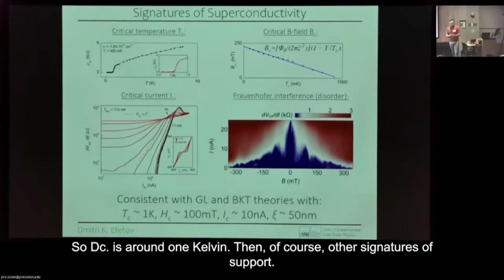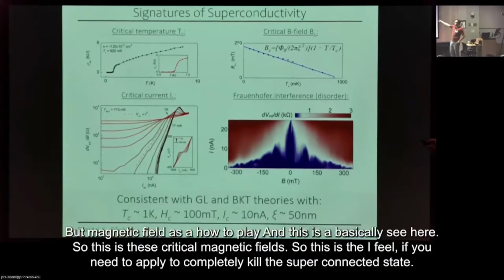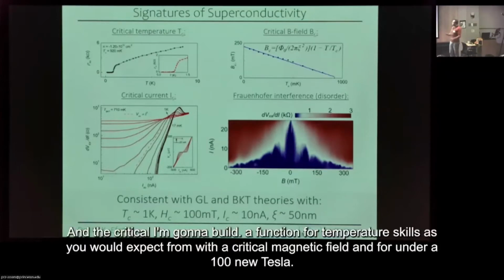Then of course the other signature of superconductivity is the Meissner effect, so that you can kill the superconductivity with an out-of-plane magnetic field. And this is seen here. So this is the critical magnetic field, the magnetic field you need to apply to completely kill the superconducting state and get a resistive state again. And this is plotted as a function of temperature. Sorry, this is not Tc, this is just T. The critical magnetic field as a function of temperature scales as you would expect from Ginzburg-Landau theory, with a critical magnetic field of around 100 millitesla. So this is also all consistent between all of the devices.